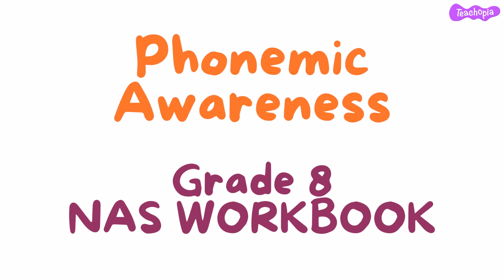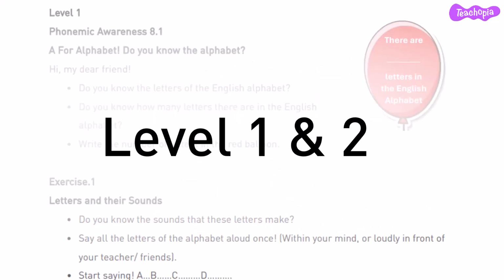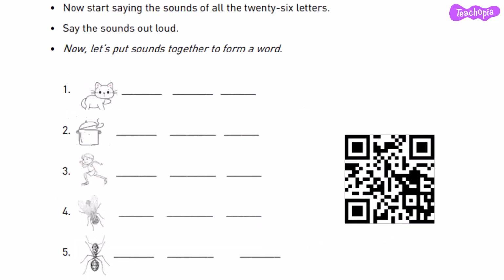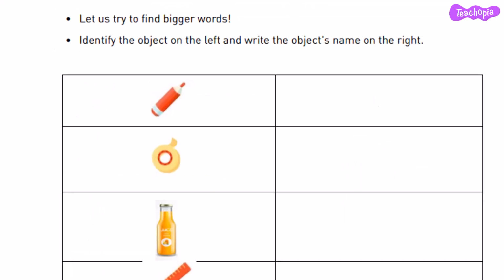Now, let's look at the phonemic awareness learning exercises given in the Grade 8 NAS workbook. In learning levels 1 and 2 for phonemic awareness, we will cover recognition of basic letter sounds. Here, learners will revise the basic sounds of all the letters of the alphabet before they practice independently using these sounds to form simple words and complex words.